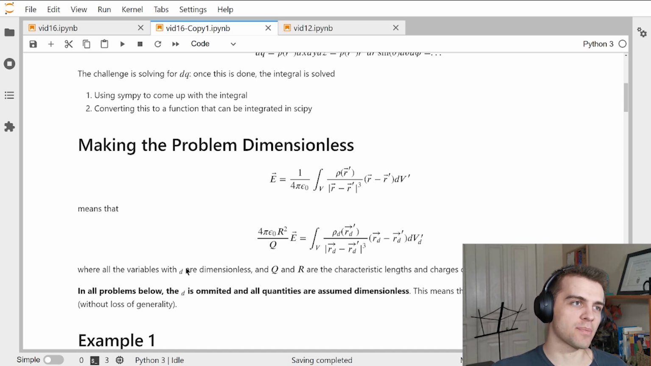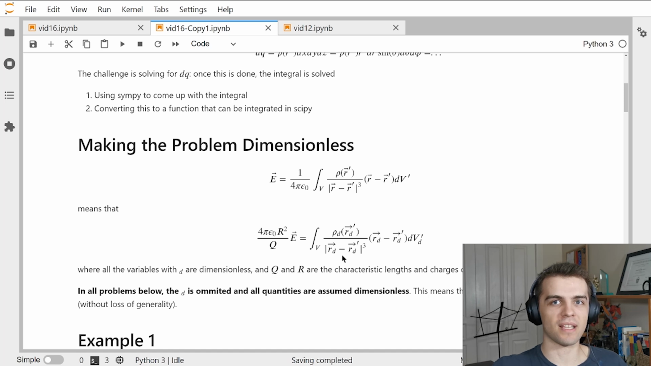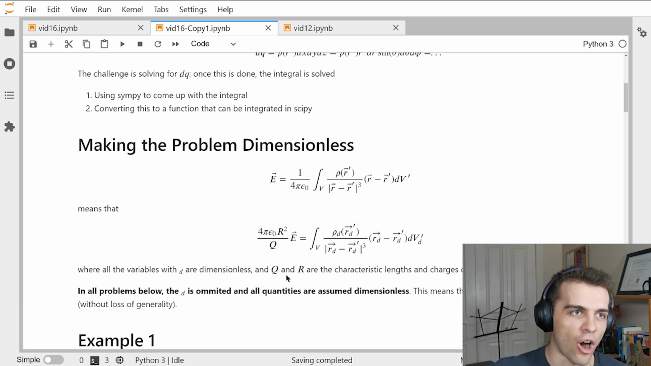All the variables with the subscript d are dimensionless. That means they have no units. They're like numbers, right? And so that would be a dimensionless position, which I talk about in my videos as just being like, how many R's is something. So if the magnitude of r_d is 4, it says that there are 4 R's, for example.